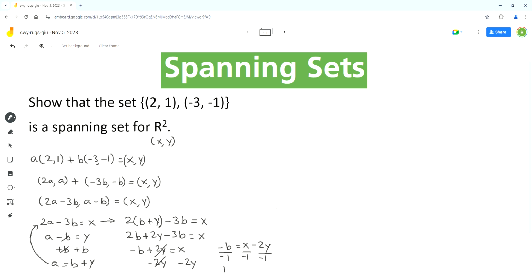So I got, so this is the value of b in terms of x and y. Now we can solve for a. So we'll sub in this b value in this a equation we got. So we can do it here on the side. So this is the a equation we used to isolate a from the second equation. So we can sub in b as minus x plus 2y.